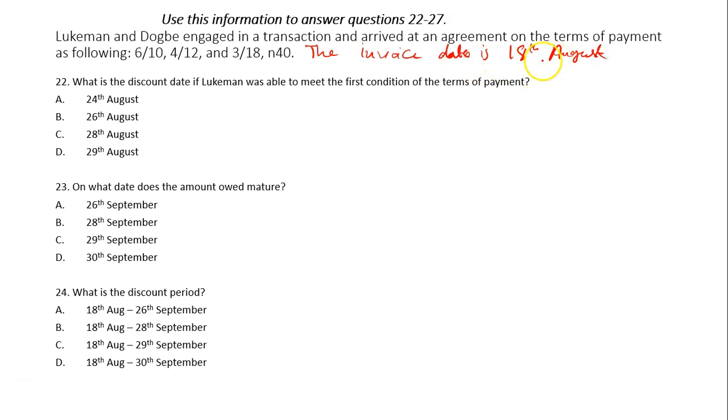So the invoice date is 18th August. What this means is if you are able to pay the money in 10 days time, you get interest of 6%. If it gets to the 11th day, meaning you are not able to pay in 10 days time, you won't get the 6% anymore, you only get 4% up to the 12th day.